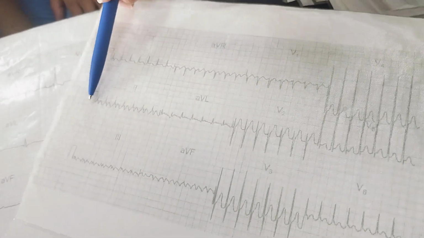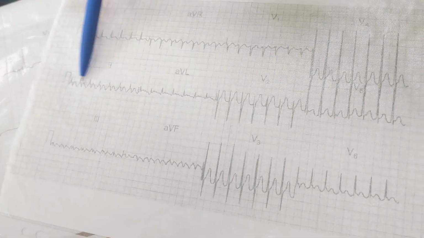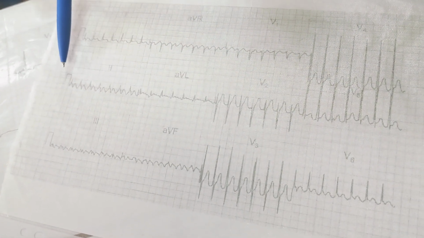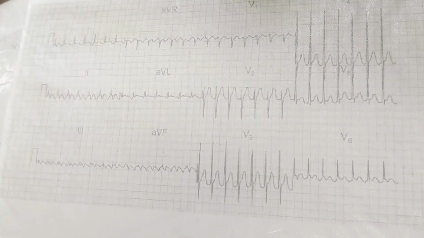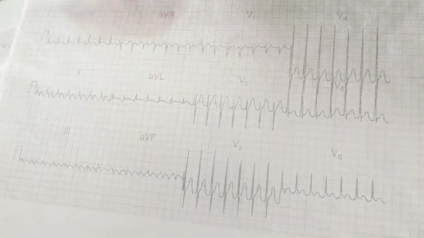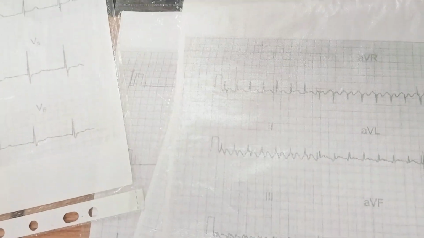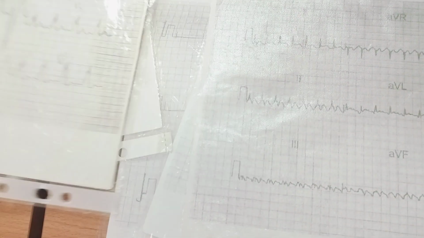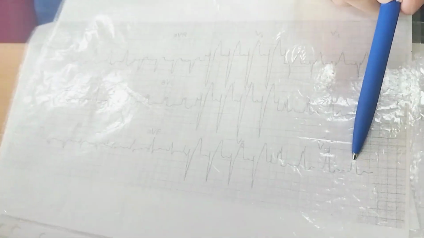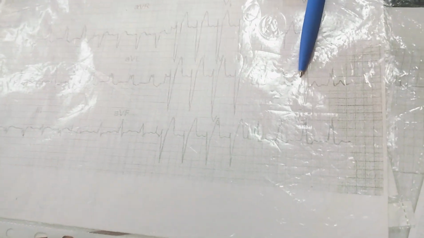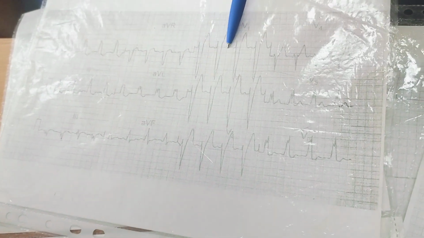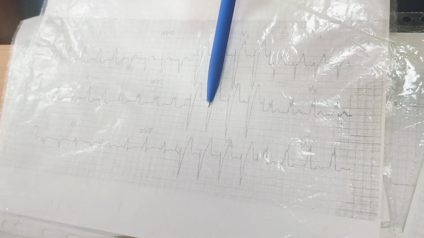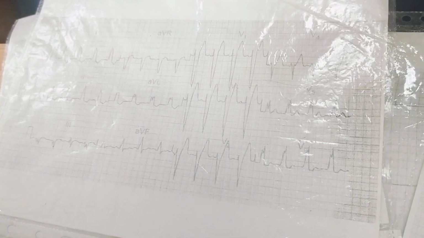Quality is okay. Rhythm is non-sinus tachycardia. Electrical axis of the heart, the R wave is here, which is levogram. M shape QRS waves in V5, V6. Left. Deep and long S waves in V1, V2. Left bundle branch block.